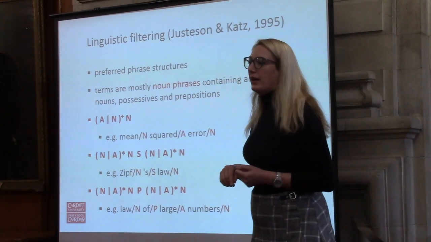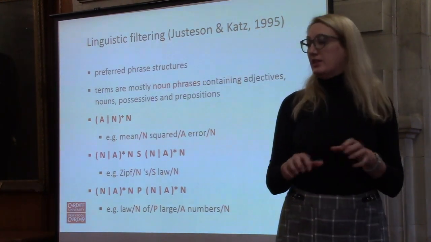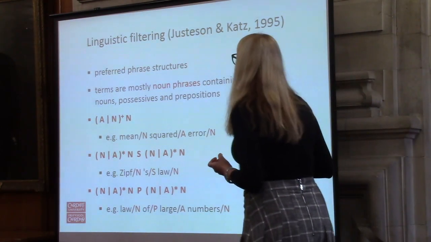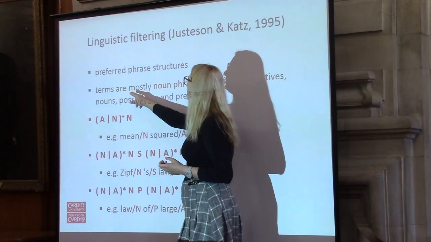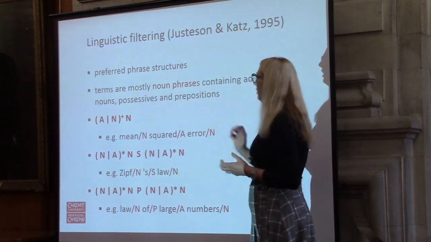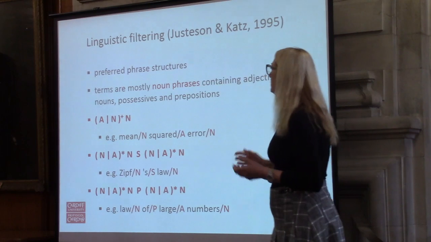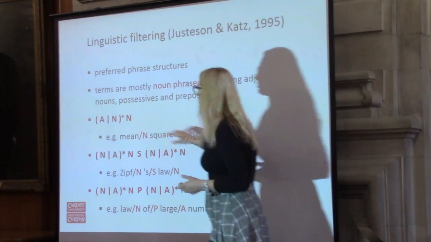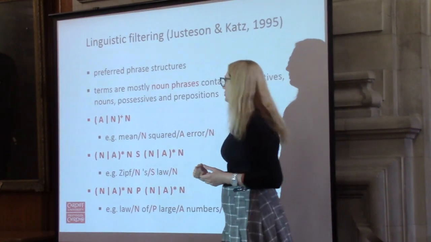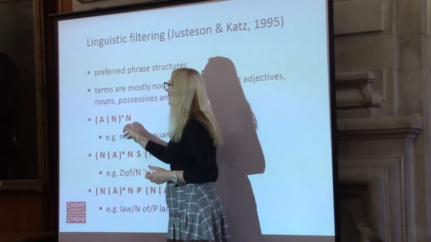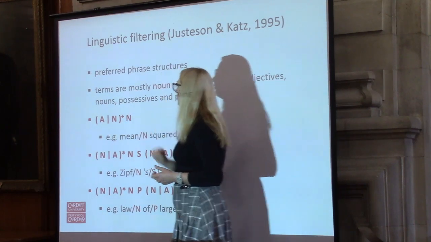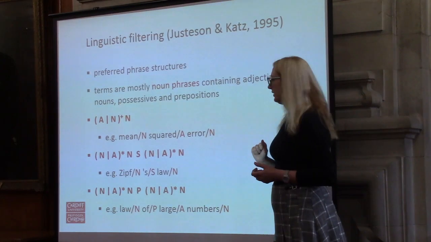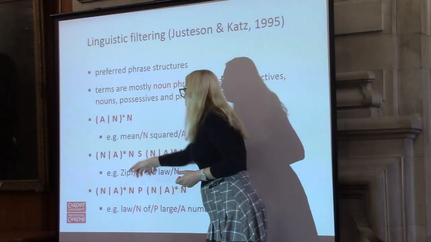Justeson and Katz used the linguistic properties, the syntactic structure, to extract multi-word terms. What they noticed was that terms were almost always noun phrases, and not just any noun phrases, but those that are combined of adjectives, nouns, possessives, and prepositions. You can describe that by regular expressions. So this is adjective noun. So either adjective or noun followed by noun. So here's an example. Mean squared error. So that's a term.